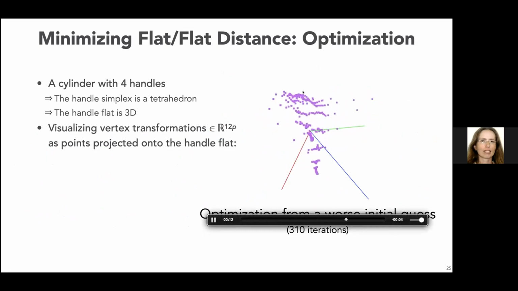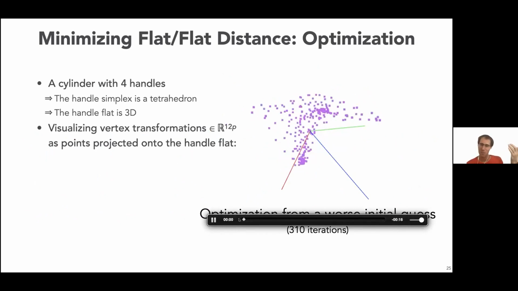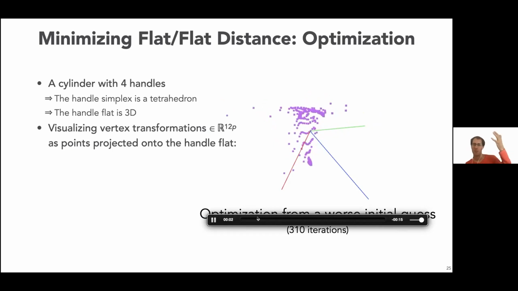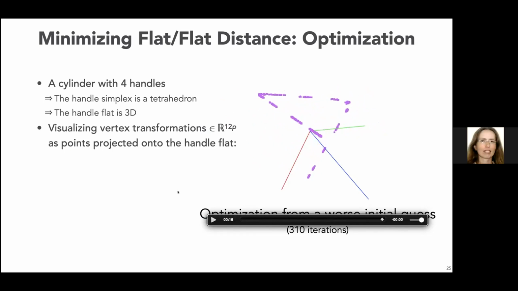Like we're looking at a rotation of a three-dimensional space inside of a 12p dimensional space, and these points projected on it. There's this one point that's really traveling a lot. So I think the rotation must be affecting that point, but can you trace it back to the original geometry?